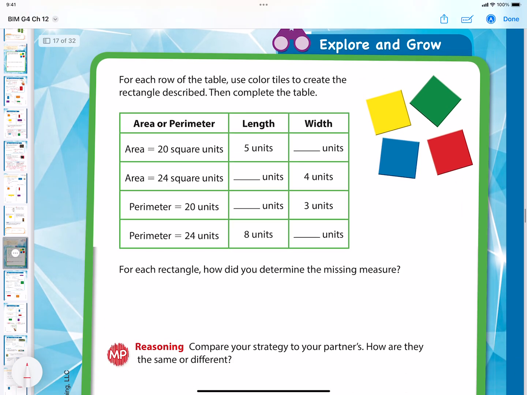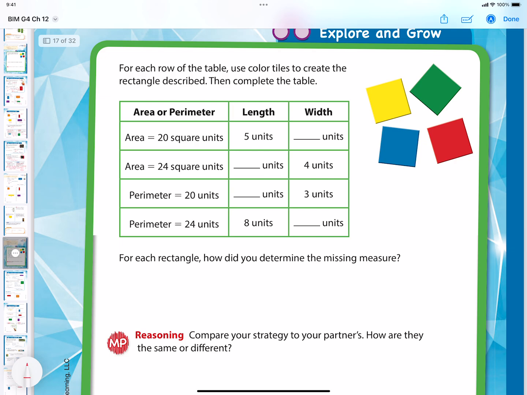Now for each row of the table, use color tiles. I'm sorry, we don't have them, but we can use numbers, okay? To create the rectangle described, then complete the table. We know area is length times width, and perimeter is length plus width times 2, or length times 2 plus width times 2, okay? Please keep that formula in your mind. That will help you a lot.